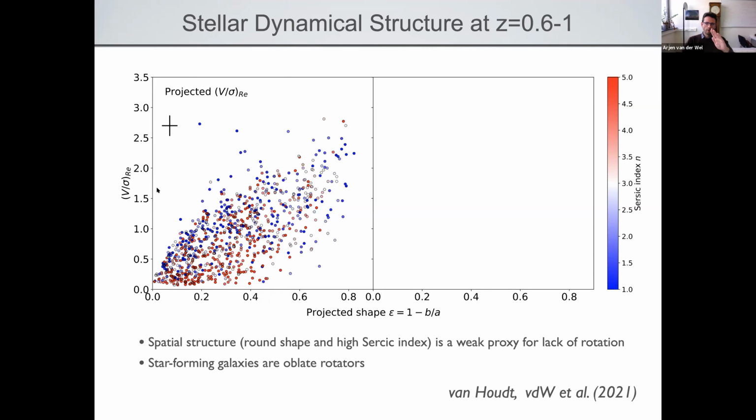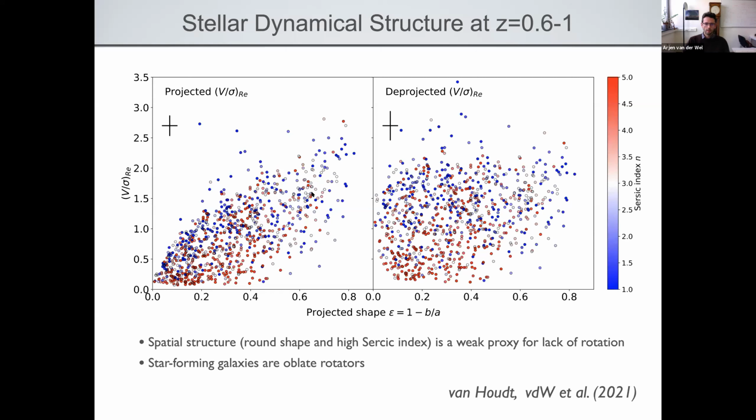Now this is a projected V over sigma. So for disks, edge-on disks are here. They're flat in projection and they rotate. Yeah? Face-on galaxies, face-on disks, you don't see the rotation. So V over sigma is low. Because we have dynamical models, we can deproject that.